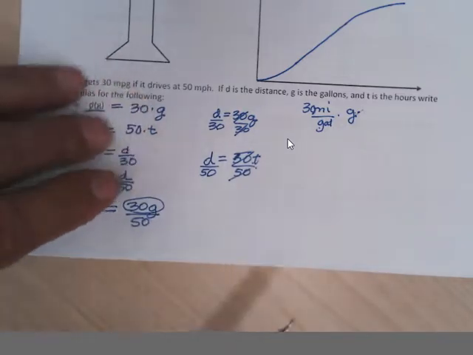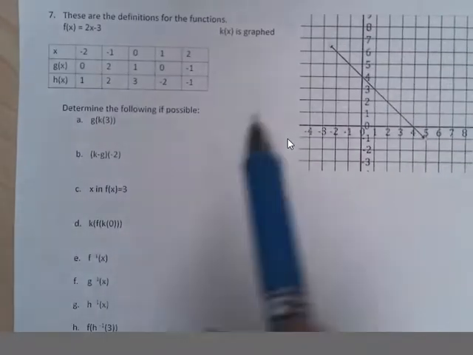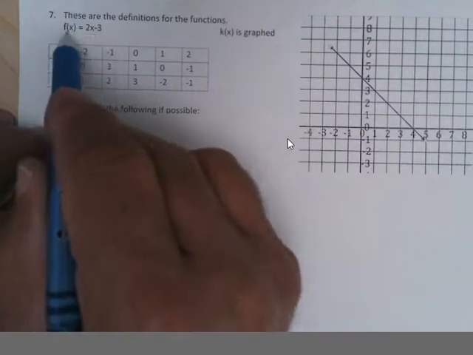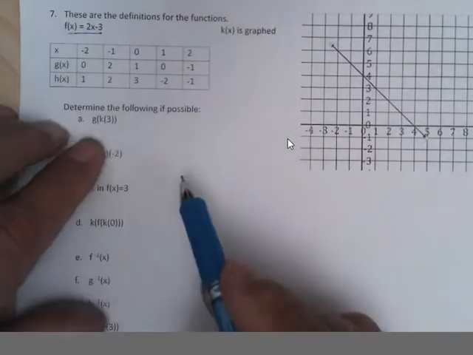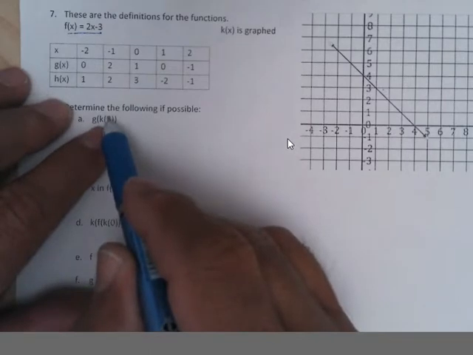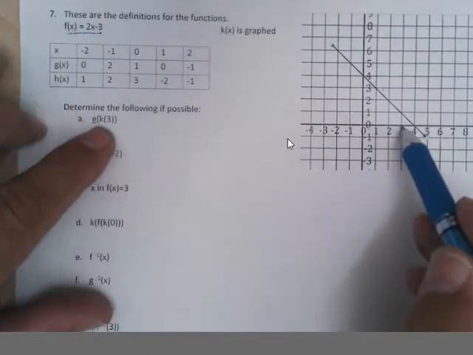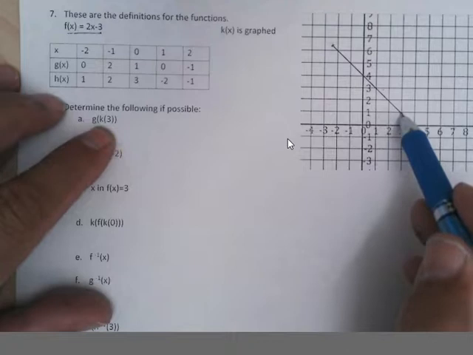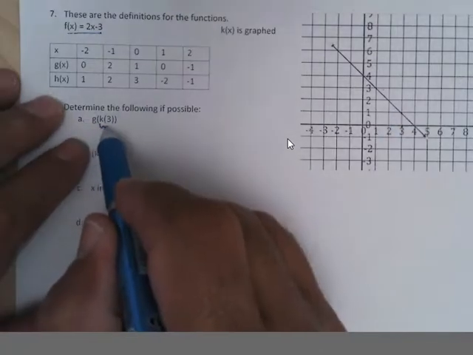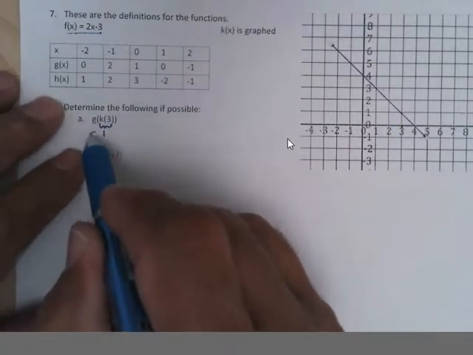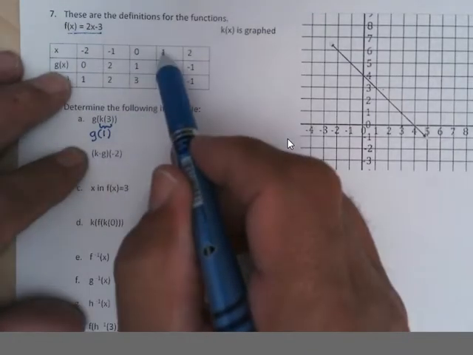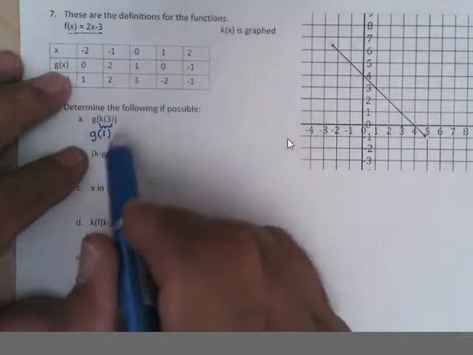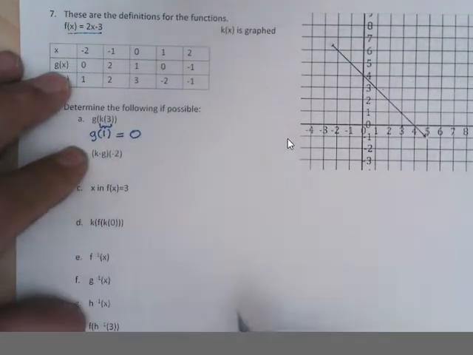Okay. And finally, the last page. Okay, we have F this way, K's on the graph, and G and H are in the table. It says, look at 3 on the X on the K graph, and the Y is 1. So K of 3 is 1, and so we have to do G of 1. So we make X be 1, and what's G come out to be? And that comes out to be 0.